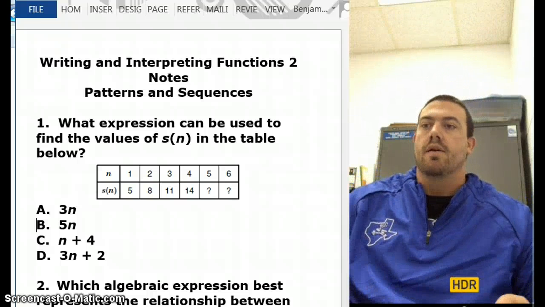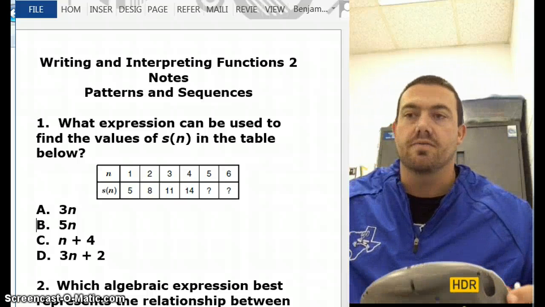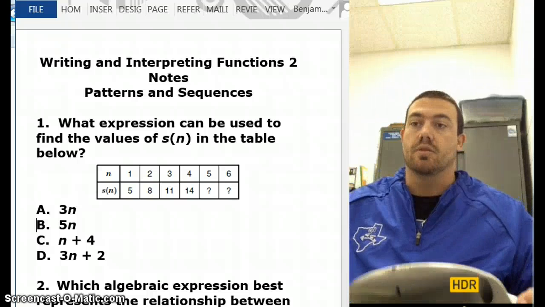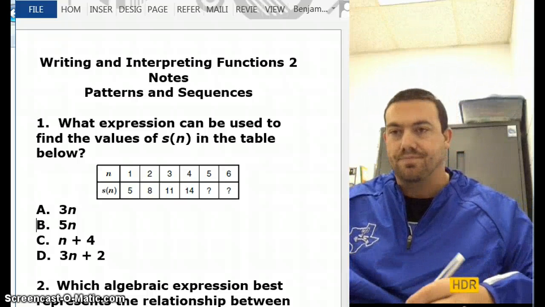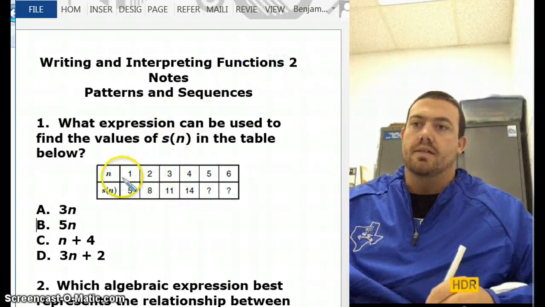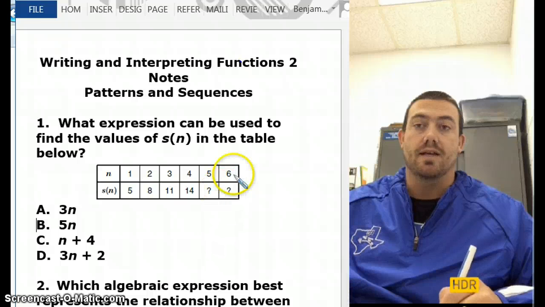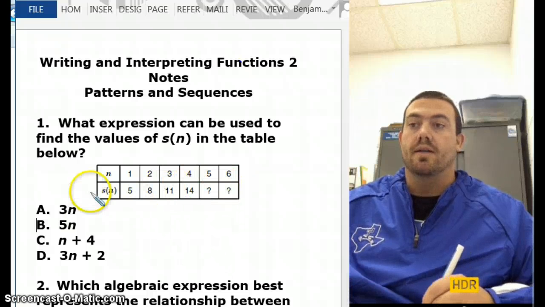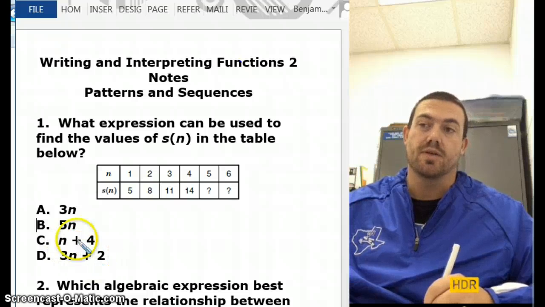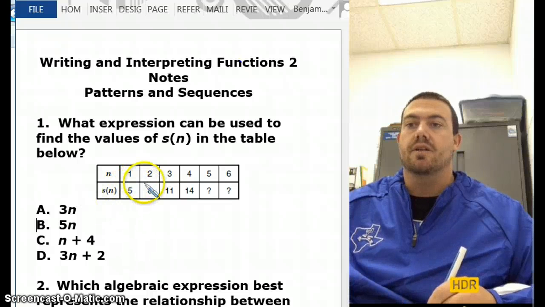Question number 1. What expression can we use to find the values of S of n in the table below? Well, I got this table, right? So if I have this table, then I can put this table into my calculator, and it will write my expression for me. Because these kind of look like y equals mx plus b. I know that there's no x or y or anything like that, but your calculator can do this.